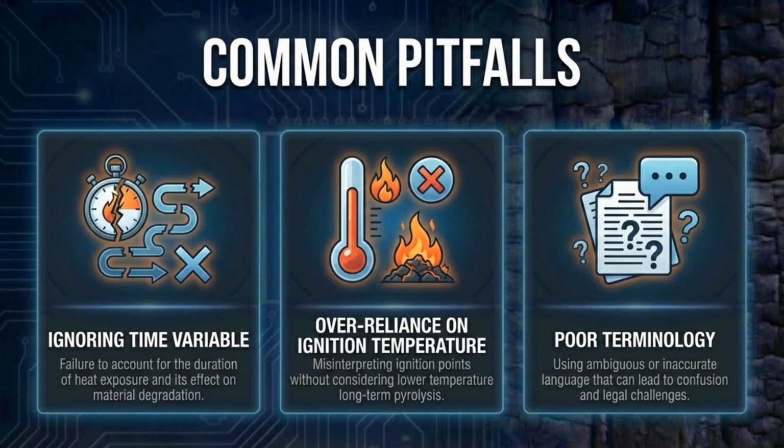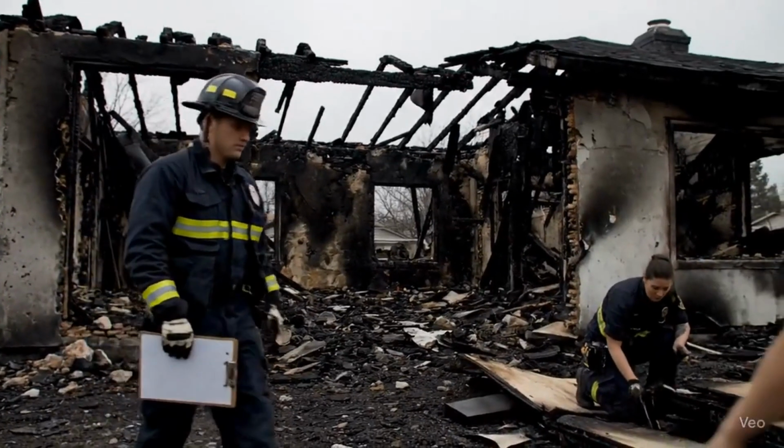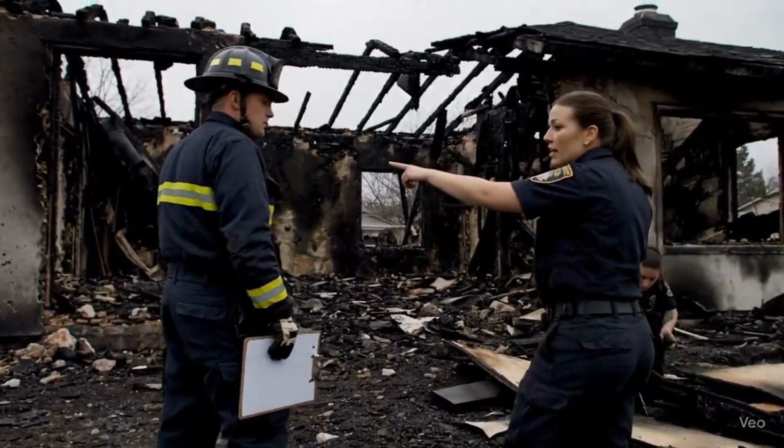A common mistake is treating ignition as an instantaneous event. NFPA 921 recognizes that time is a critical variable. Long-term, low-level heating can progressively alter materials through drying and carbonization, significantly reducing ignition resistance. Ignoring exposure duration leads to incomplete or incorrect conclusions.